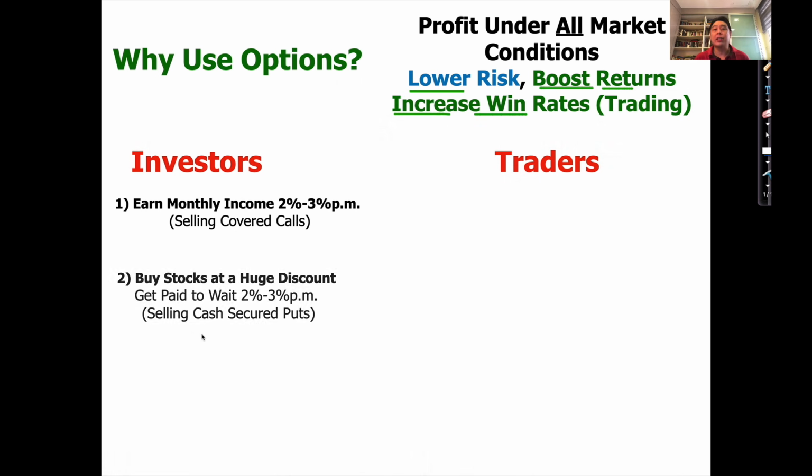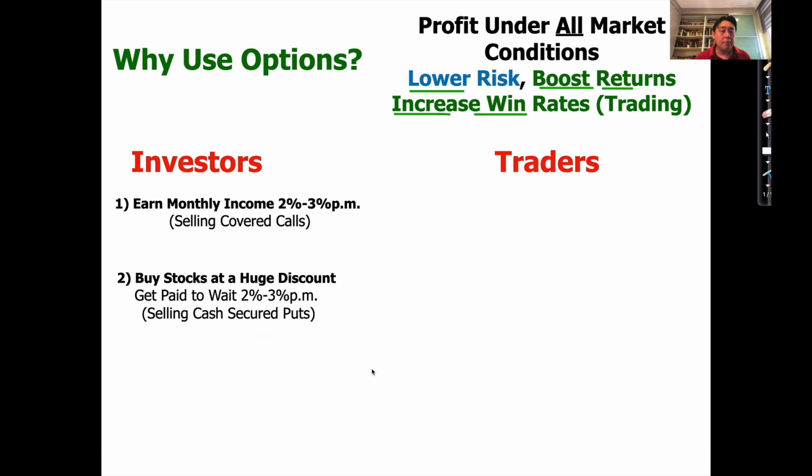The second way investors can use options would be to buy stocks at a discount, a huge discount sometimes, or even sometimes buying stocks for free. Yep. And we can achieve that by selling cash secured puts. Again, at this stage, I don't expect you to understand what it means because we'll be covering that again in the subsequent lessons. But by selling cash secured puts, basically we are getting paid to wait for the stock price to fall to our desired buy level. And we are paid, again, anywhere between 2% to 3% a month, which is again about 24 to 36% a year.